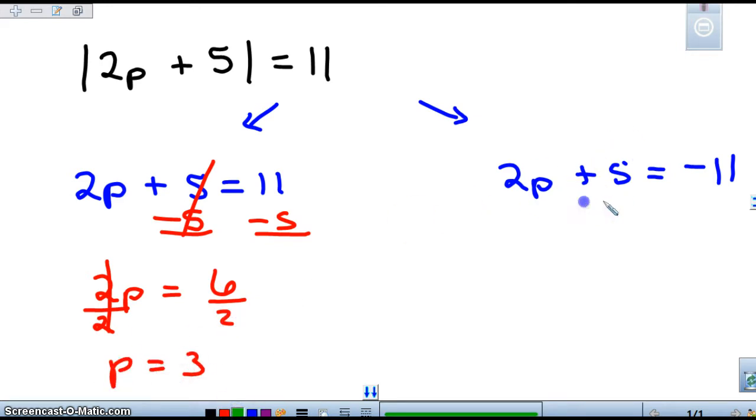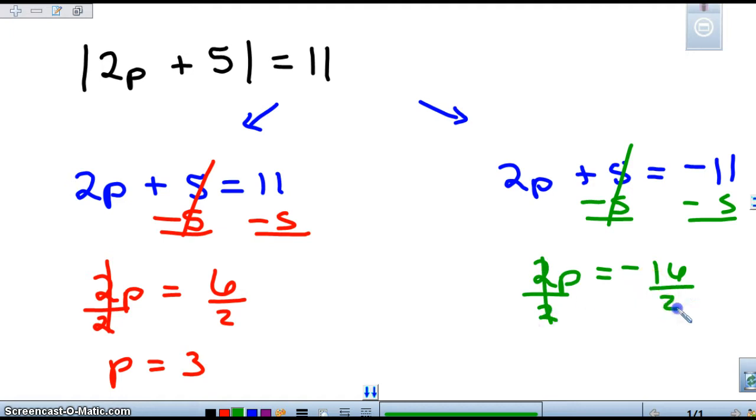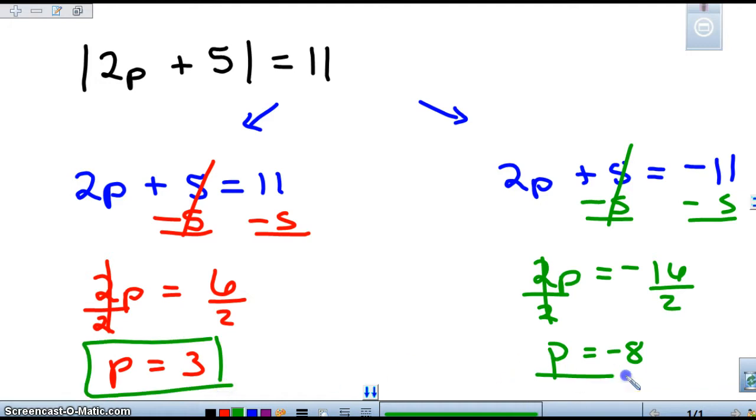We solve the next equation, minus 5, minus 5. 2p is equal to negative 16. Divide by 2, divide by 2. p is equal to negative 8. These are our two answers.